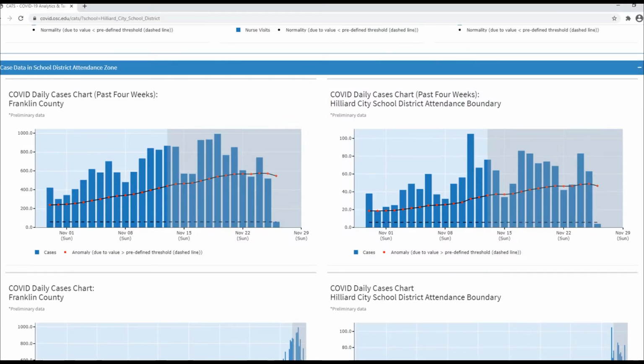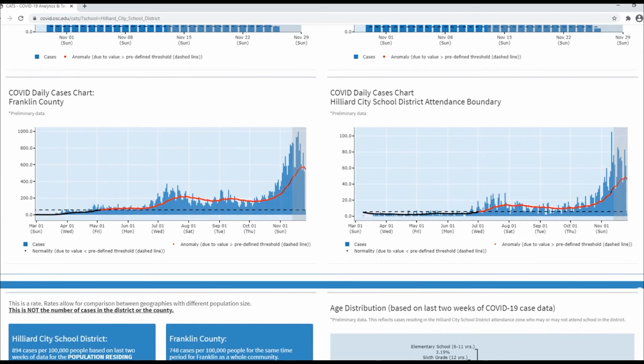The second section is a summary of COVID-19 case counts for Franklin County, on the left, and for your district attendance boundary, on the right. The past 4 weeks of data are in the top panels, and historical data going back to March 2020 is presented in the bottom 2 panels. The cases included in these panels do not include cases from congregate settings such as nursing homes and prisons.